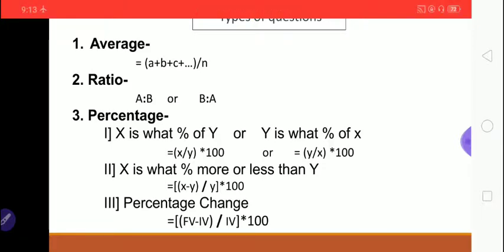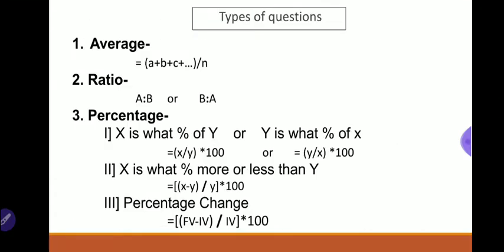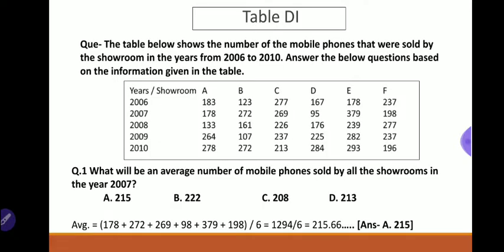So we will use these formulas and we will solve one question based on each type of DI. And in this video we will cover the table DI. We will take one problem based on the table DI. So this is the problem. The table below shows the number of mobile phones that were sold by the showroom in years from 2006 to 2010. Answer the below questions based on the information given in the table.